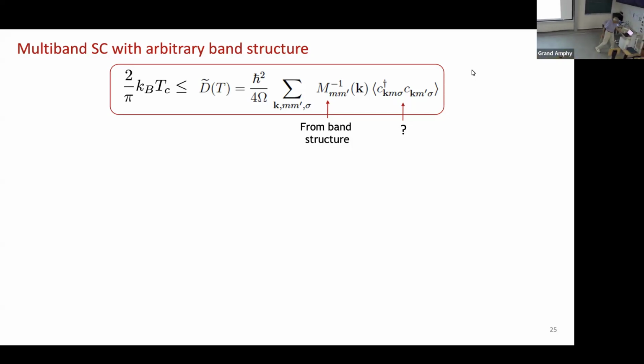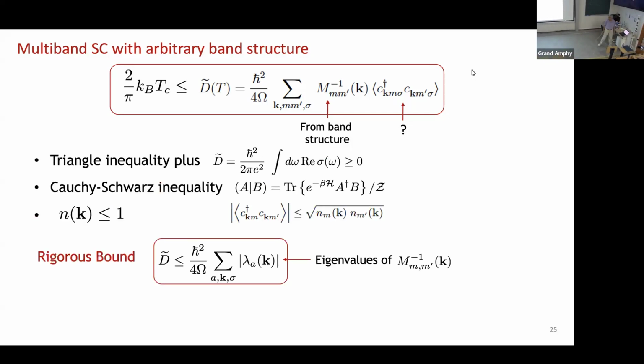So we can do some mathematical physics. What we can do is use triangle inequalities plus the fact that D tilde is positive definite. That's the second law of thermodynamics. We can introduce some inner product in the space of operators and use a Cauchy-Schwarz inequality.